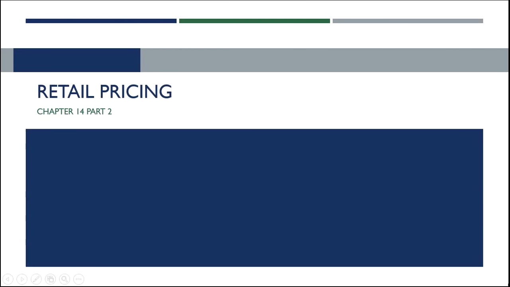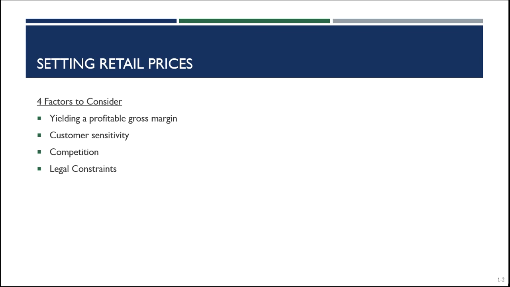Now that we have a general understanding of the two basic retail pricing strategies, let's talk about setting retail prices. A retailer's goal is to maximize their profits by setting prices on the basis of both price sensitivity of customers and the cost of their merchandise. So there's four main factors to consider when we start to set our prices.